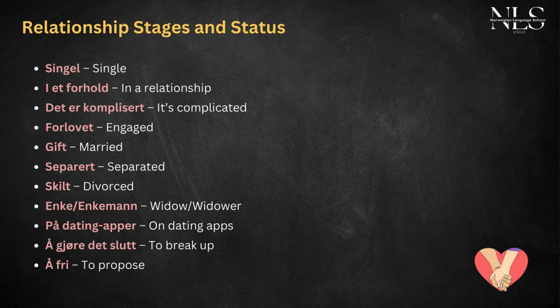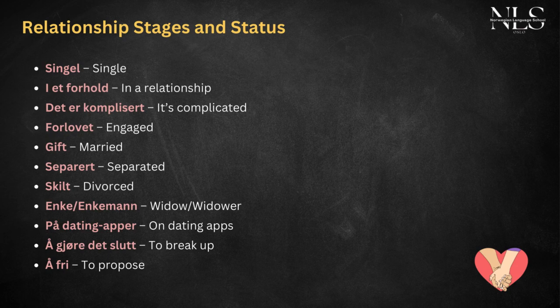Understanding how to describe different stages and status of relationship in Norwegian can be very useful. Here are some key terms. Single, single, used to describe someone who is not in a romantic relationship. I et forhold, in a relationship, this phrase is used to describe someone who is in a committed relationship. Det er komplisert, it's complicated, just like in English. This phrase is used when a relationship status is not straightforward.